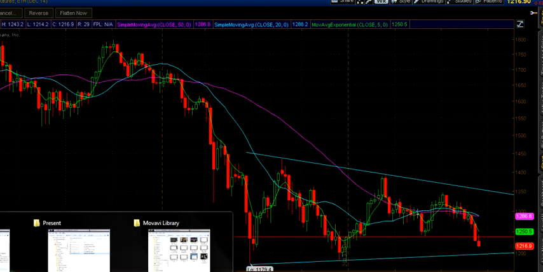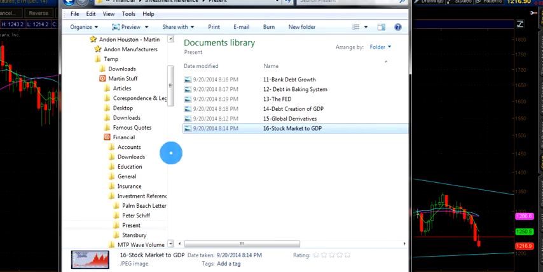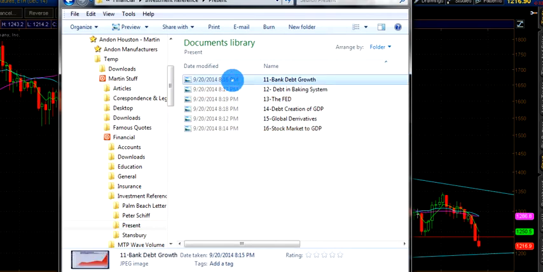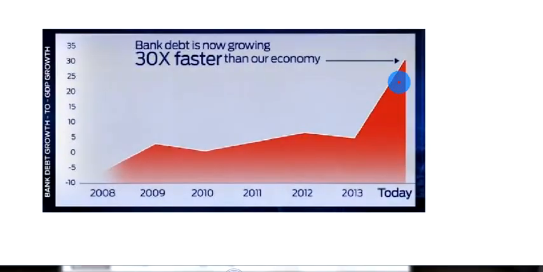Real quick, let me pull up some charts that I want to show you and talk about for a second. As you see here, bank debt is now growing 30 times faster than our economy is growing. You can see this started back in 2008 when we had the financial crisis.